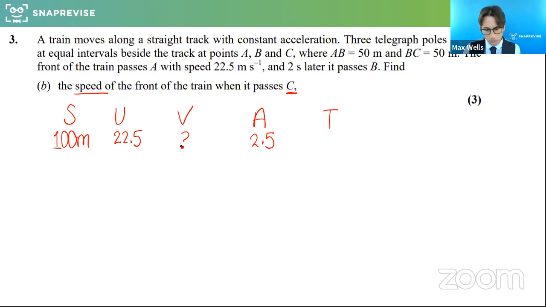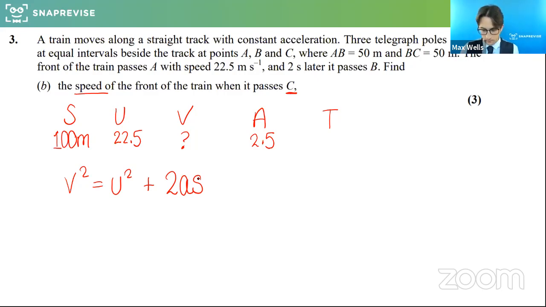And excellent, well suggested there. The SUVAT equation we use here is V squared equals U squared plus 2AS. So if you haven't done SUVAT before, you might not know which one to use here.